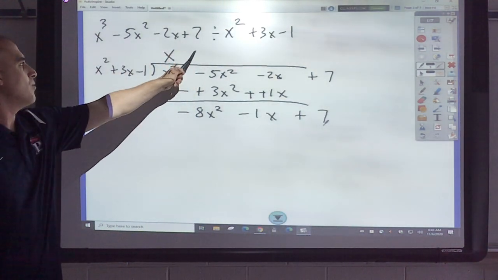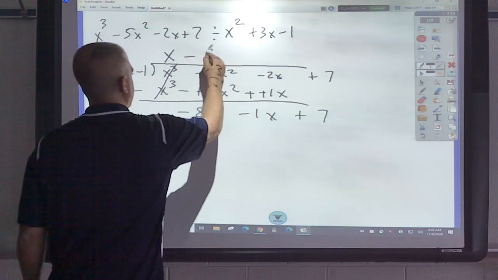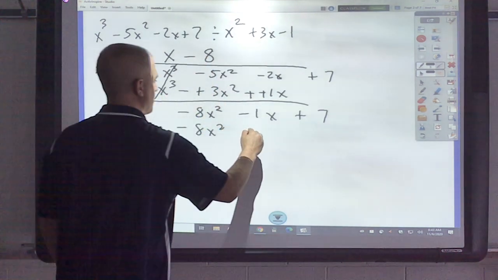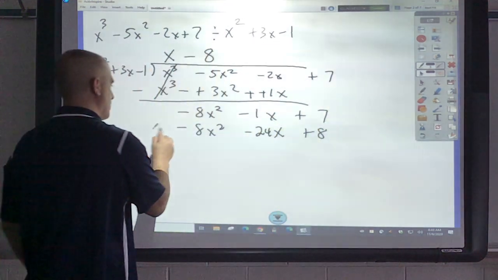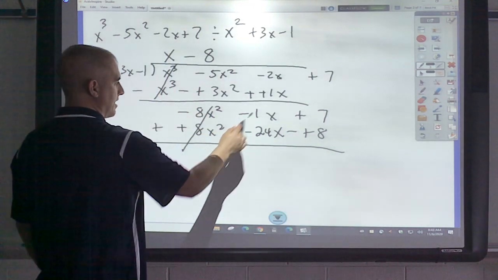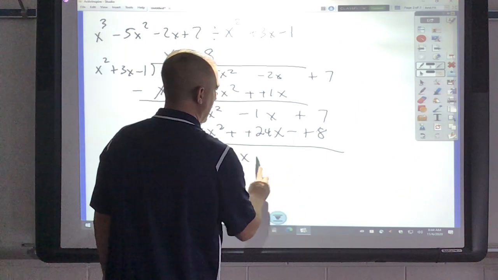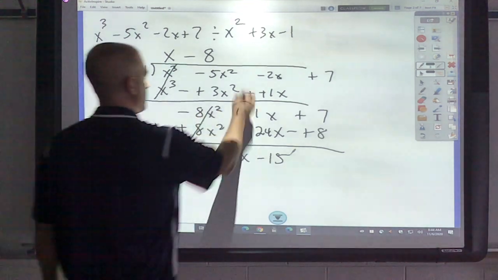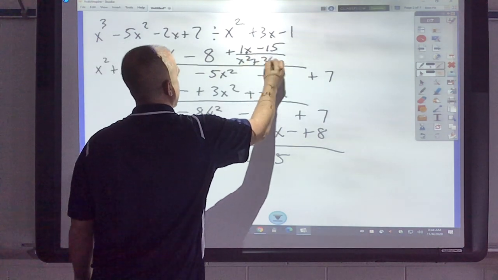Then once again, what times x squared would give me negative 8x squared? And that's just going to be negative 8. Times that would be negative 8x squared. Negative 8 times 3 would be negative 24x. Negative 8 times negative 1 would be positive 8. Make sure you put your subtraction signs in there. So that's going to go away. Negative 1 minus negative 2, that becomes a positive. That would be 1x. 7 minus 8 would be negative 15. Let's check. Nope, I cannot go any further, so this would be my remainder. In this case, I divided by x squared plus 3x minus 1.